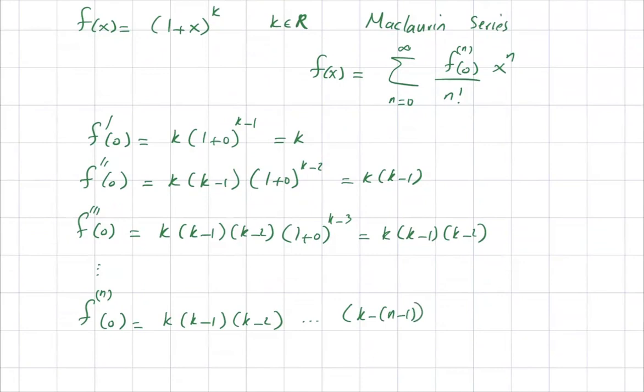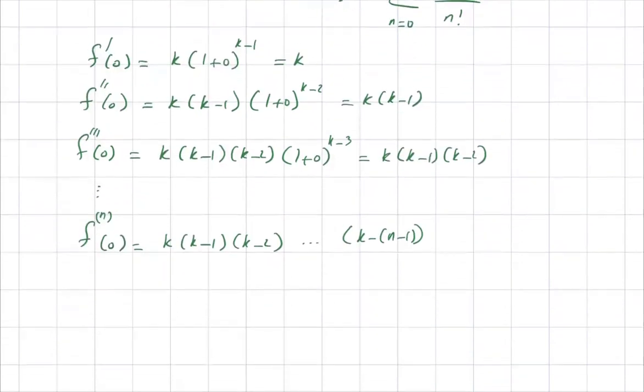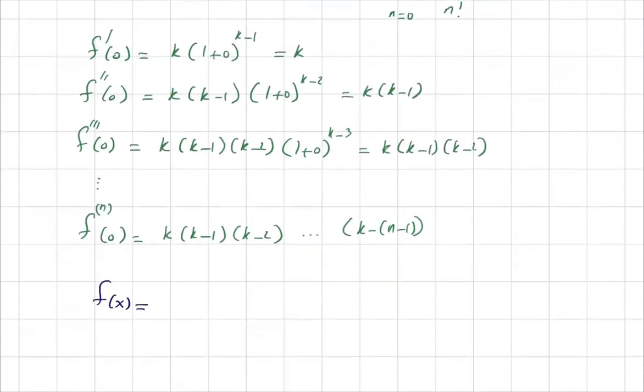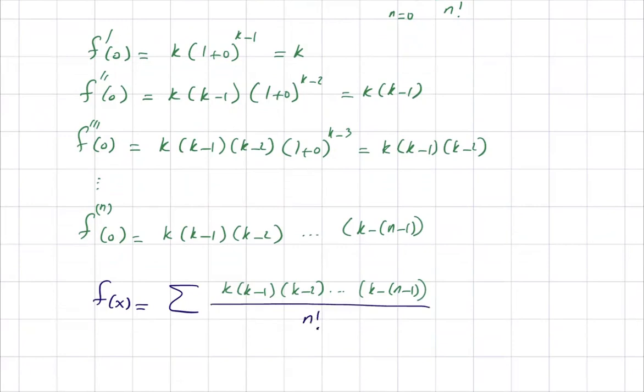So following the Maclaurin series, f of x is equal to the summation of the nth derivative at 0, which is k times k minus 1 times k minus 2 up to k minus n plus 1, divided by n factorial, times x to the n, starting from 0 to infinity. But this, as we talked about before, is nothing but k choose n.